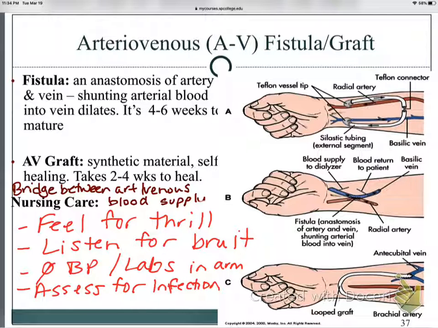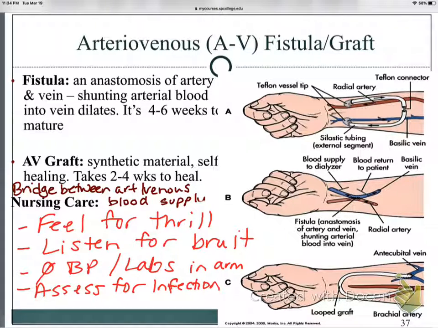Next, we're going to talk about more permanent access, which are your AV fistulas or your AV grafts. Arterial venous. What this means is an anastomosis, which means they take a vein, they take an artery, and they sew it together. It takes time for it to mature, 4 to 6 weeks. A fistula is a natural way to anastomose the vein. Okay?